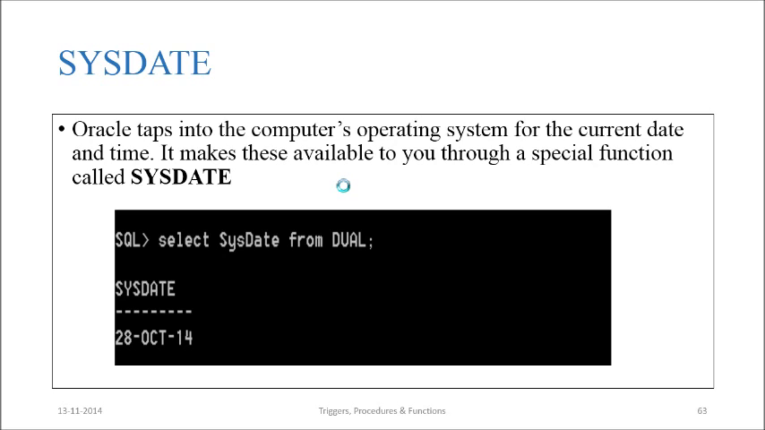We have the functions for accessing the dates. SYSDATE: Oracle taps into the computer operating system for the current date and the time through the SYSDATE function call. So select SYSDATE from dual extracts the current time from the operating system.